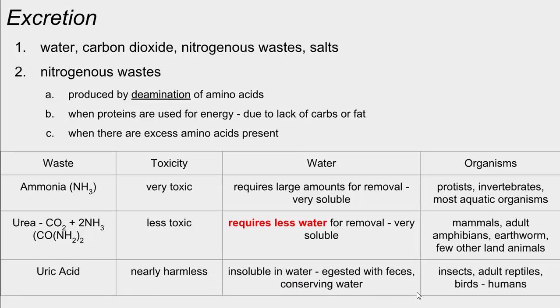So excretion is necessary for all organisms. All organisms in their normal metabolic processes produce some waste products that have to be eliminated because if they were to build up, they would become toxic or dangerous to the organism. So when we talk about excretion, we're talking about the removal of cellular waste, metabolic waste.